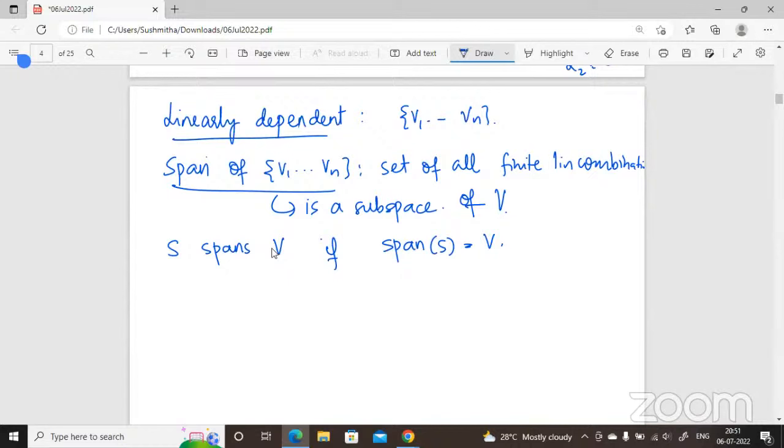Because it starts from 0. You can put all coefficients to be zero, right? 0 times V1 is equal to 0. This belongs to the span, right? Because this is a linear combination. Yes, ma'am. So like that, you can check that it is closed under addition and closed under scalar multiplication. So the span of any set is a subspace. Okay, so by definition, we have a zero element.